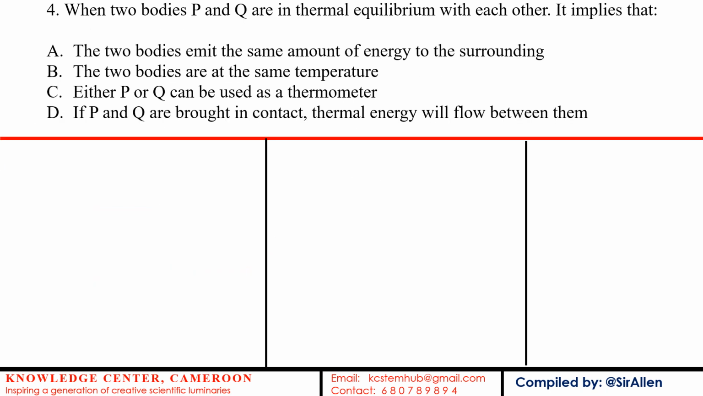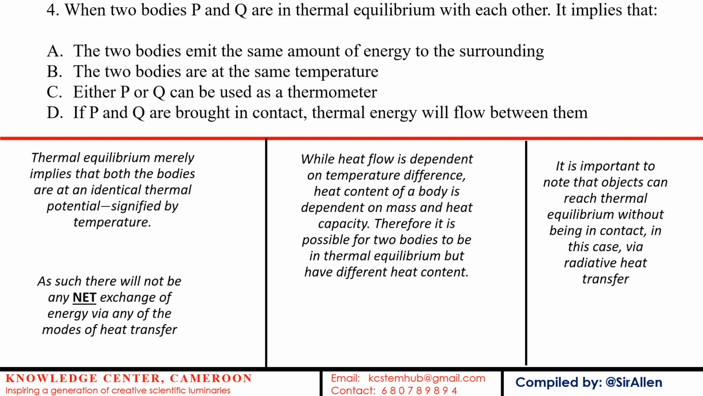When two bodies P and Q are in thermal equilibrium with each other, it implies that the two bodies are at the same temperature. So obviously B is the right answer. But there are some things that I want us to see here. Thermal equilibrium merely implies that both bodies are at an identical thermal potential signified by temperature.